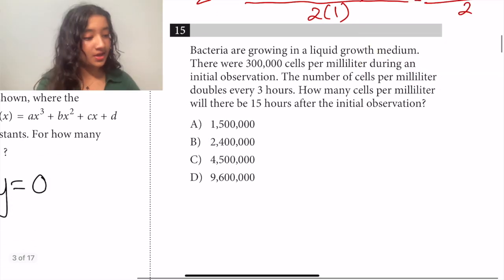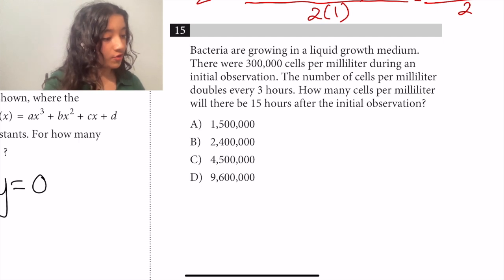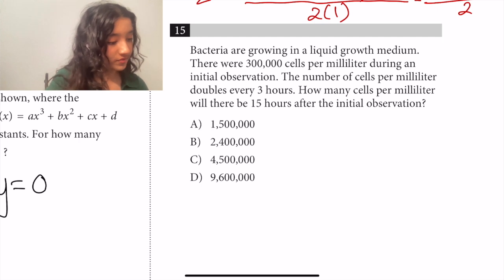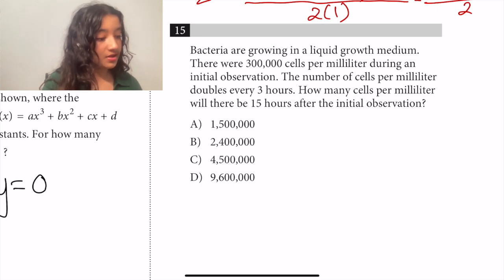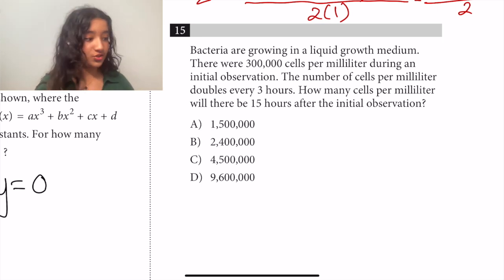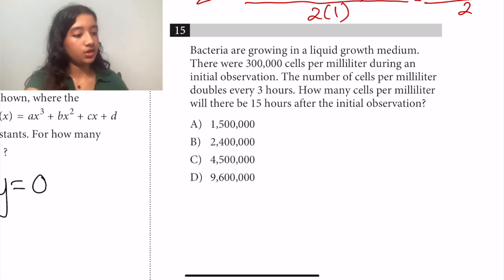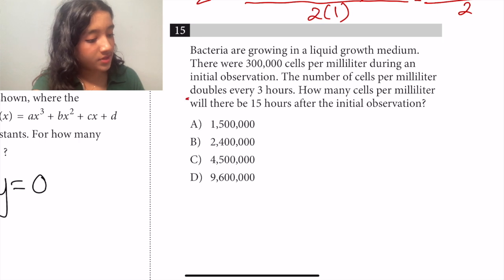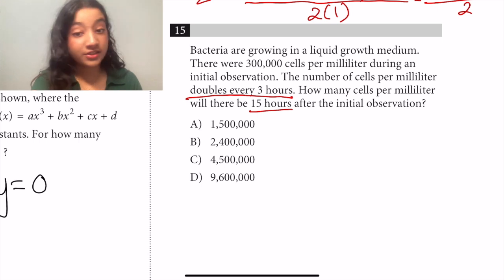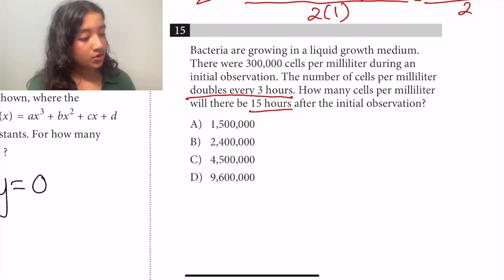Number 15. Bacteria are growing in a liquid growth medium. There were 300,000 cells per milliliter during an initial observation. The number of cells per milliliter doubles every 3 hours. How many cells per milliliter will there be 15 hours after the initial observation? So what should first stick out is that we're looking at a number that doubles every 3 hours, and we're looking at the amount of bacteria over 15 hours. So you could actually do this out manually.